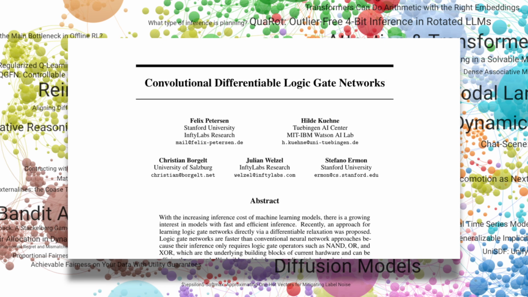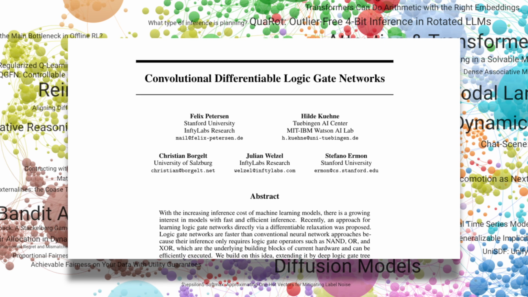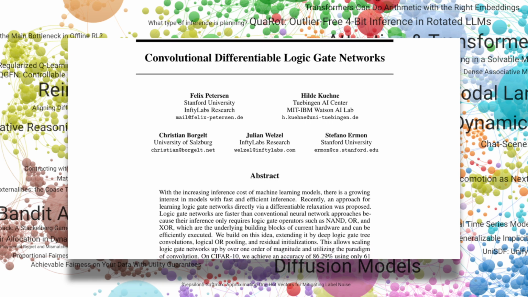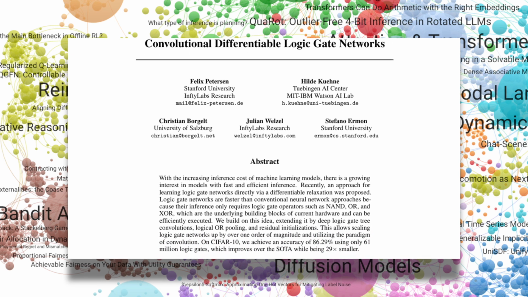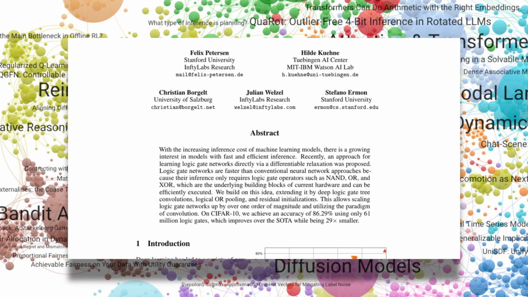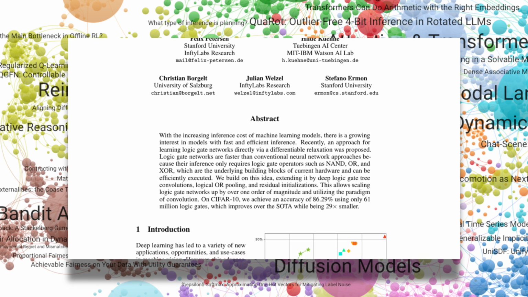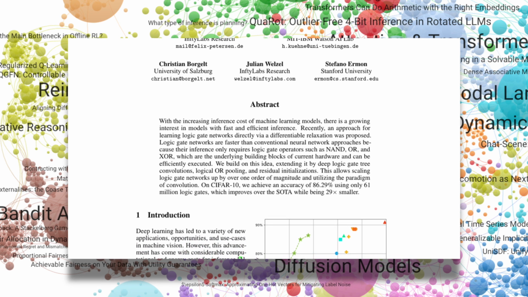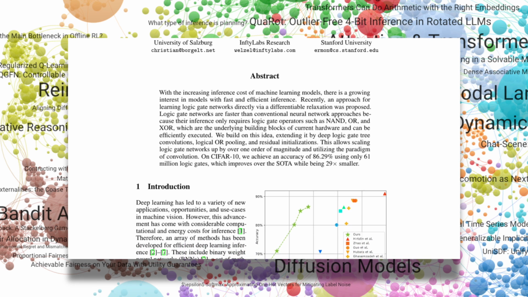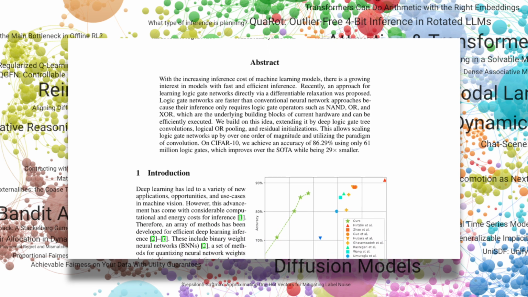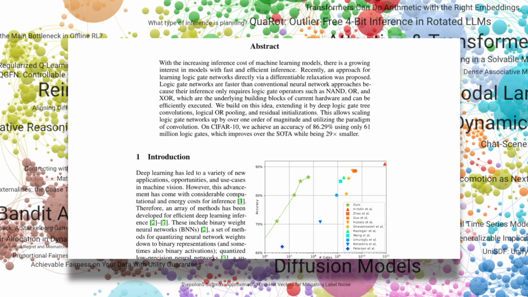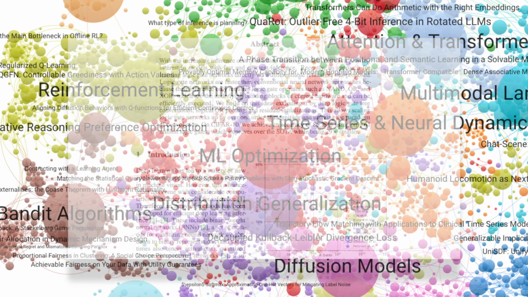Next, we have differentiable logic gate networks. These models use a relaxed, differentiable formulation of logic gates to achieve faster, more efficient inference compared to traditional neural networks. By introducing deep logic gate tree convolutions, or pooling, and residual initializations, the authors scaled these networks, achieving 86.29% accuracy on CIFAR-10 using just 61 million logic gates, being 29 times smaller than competing methods.